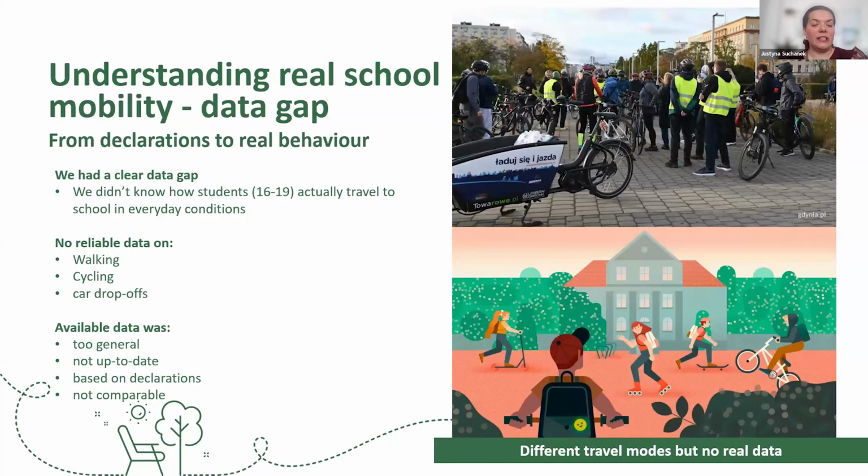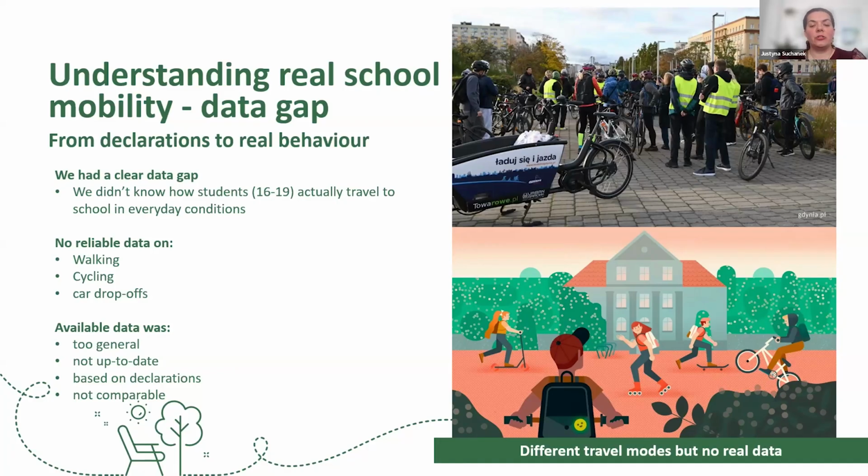And now we started from a very basic problem. We didn't really know how students aged from 16 to 19 actually travel to school in everyday conditions. We were missing data on walking, cycling, and also we didn't have the data from car drop-offs. And I think this is our basic point that we had more than 2 years ago.